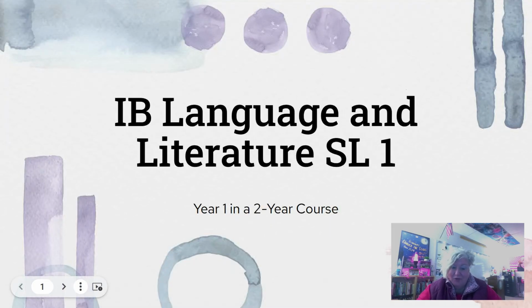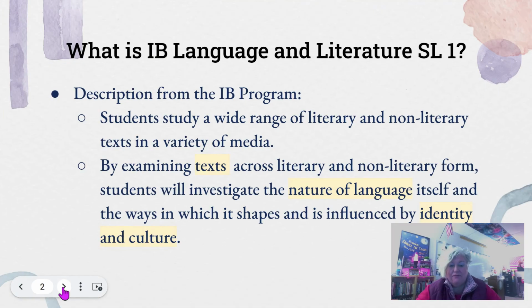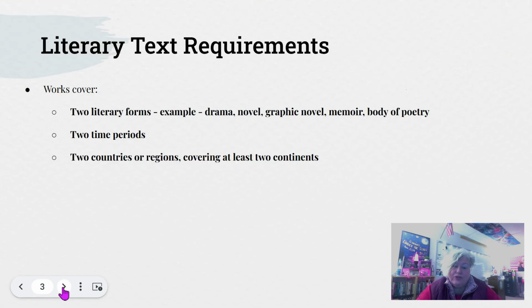I intend to tell you all about what you need to know about this first year in a 2-year course. So, what is IB Lang and Lit SL1? This is the standard level we're talking about. And the description from the IB program says that in this class, students study a wide range of literary and non-literary texts in a variety of media. And by examining these texts across these forms, students investigate the nature of language itself and the different ways it shapes and is influenced by identity and culture.